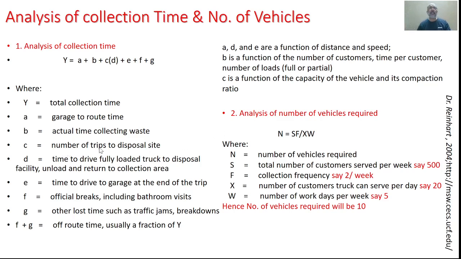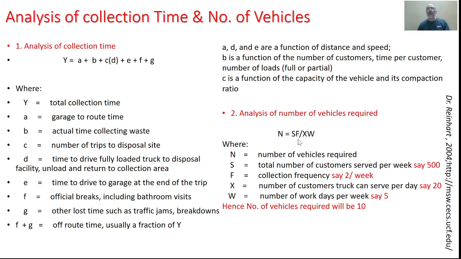This C, which is nothing but the number of trips to the destination point, is a function of the capacity of that vehicle and the compaction ratio employed for that particular vehicle. In order to analyze the number of trips, one can make use of this particular expression.